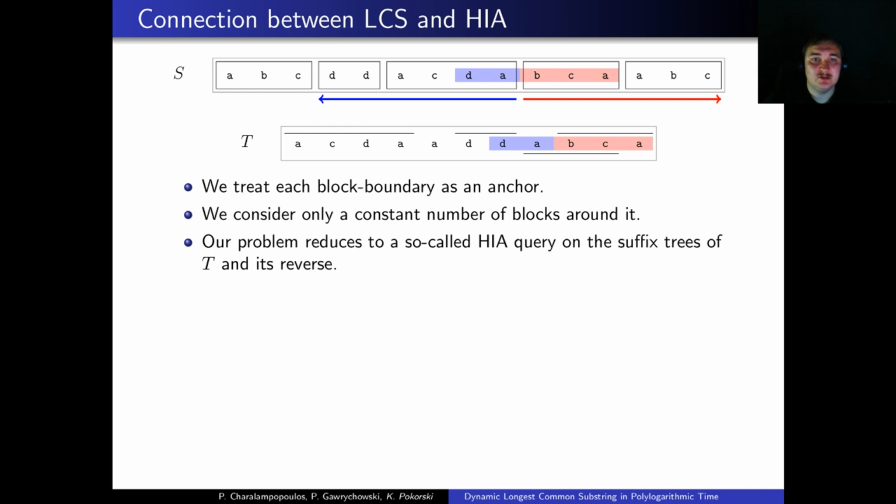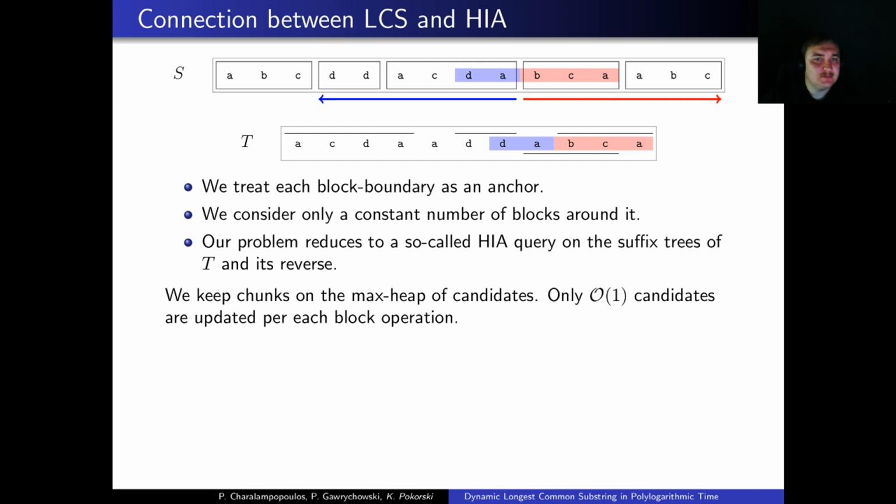So what we can do is have a data structure that, for each anchor, stores pairs of strings: the string that goes to the left from the anchor and the one to the right. We can store these pairs of strings in some trees, and we can reduce the problem to so-called heaviest induced ancestor queries on the suffix tree of T and the suffix tree of reversed T. I will speak on this later, so hopefully it will be more clear in a moment.